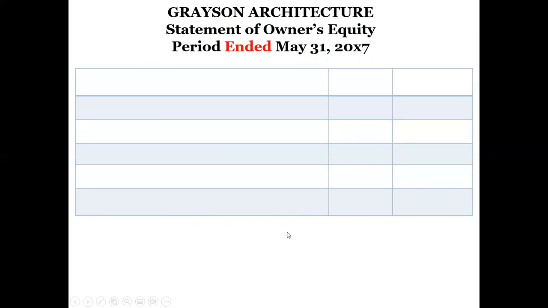Now, what did Grayson begin with? Remember, guys, I said to you, when we are doing up the formal statements, we're not going to write the word beginning. We're going to use dates. If you look back at the question, the opening balances were given for the 1st of May. So this is how you're going to write it: B. Grayson, Capital, 1st of May, 20x7 was 23,660.